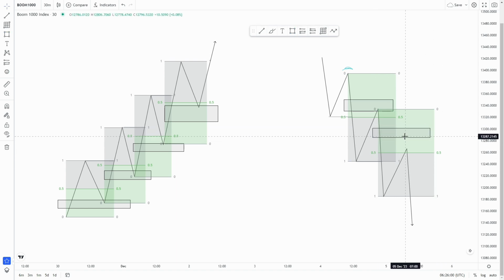Sometimes this is going to happen where your fair value gap closest to the high is not going to be tested and you are going to miss the trade. So that is going to happen as well. Alright, so let's go into some charts and see some examples.